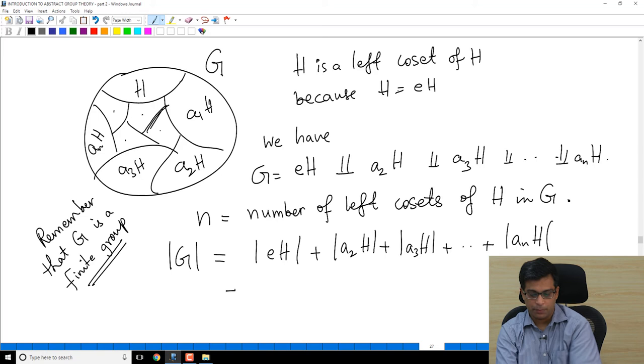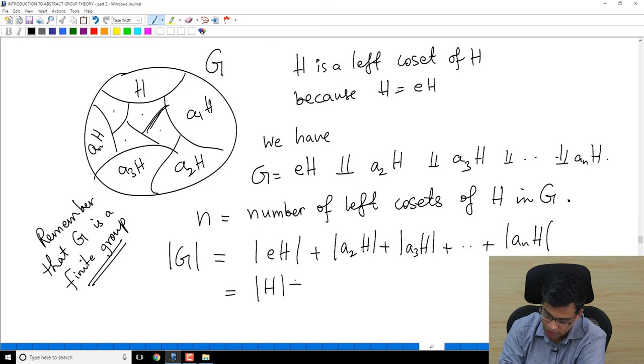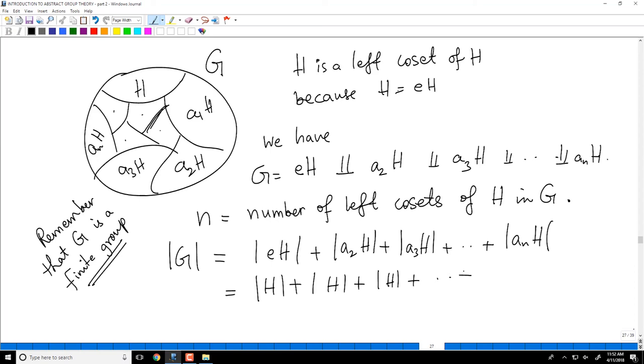But by the proposition of the previous slide, the number of elements of A2H is also the number of elements of H, A3H is also the number of elements of H, ANH is also the number of elements of H. It doesn't matter what cosets we are considering, they are all H. And how many terms are there? There are N terms. So the cardinality of G is the cardinality of H added to itself N times. So we have that the cardinality of G is equal to N times the cardinality of H.